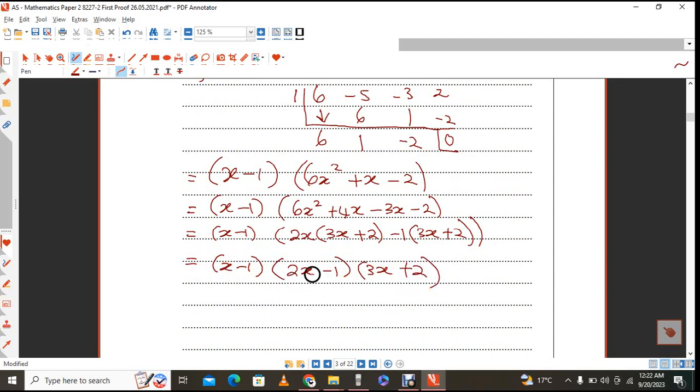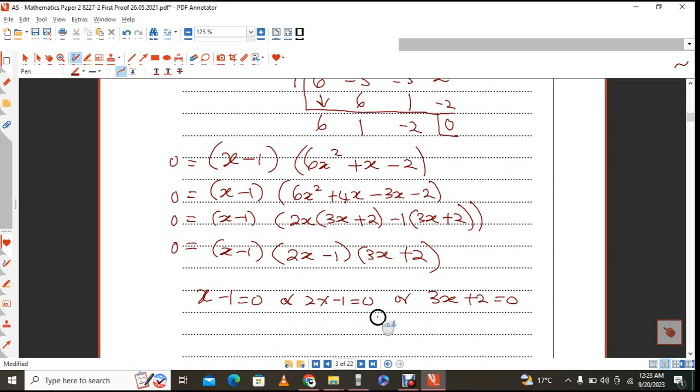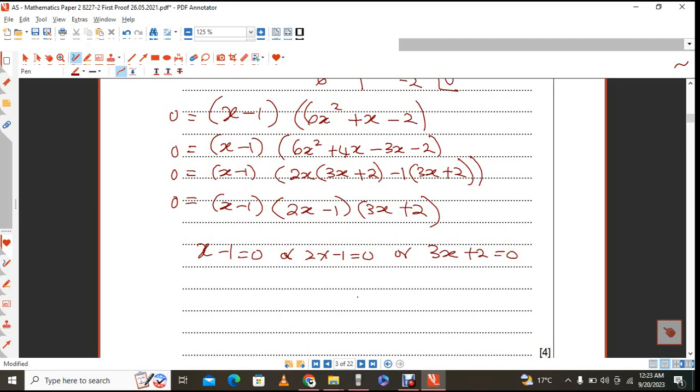All right, and now it's effectively very easy for you to identify what to do, because it says solve the equation, so we're just going to let these each equal 0. So you say x minus 1 equals 0, 2x minus 1 equals 0, or 3x plus 2 equals 0. All of them should equal 0. And then you can go ahead and solve the equations.